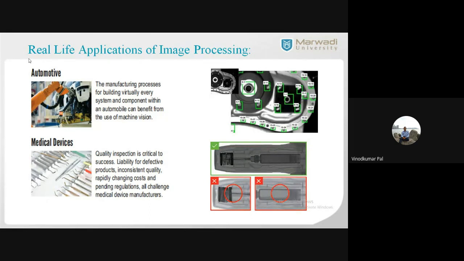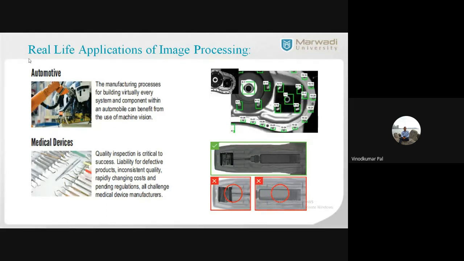Machine vision. Basically, if I talk about the automotive area, manufacturing area, then we call it machine vision. So what is the role of image processing in machine vision? The manufacturing processes for building virtually every system and component within an automobile can benefit from the use of machine vision. Means exactly the use of image processing is whenever in the production line any product is being made, cameras are set up, high resolution cameras. They take a picture of that image and do the processing, like the processing we have seen: resizing the images, color image into brightness images, rotation of the images.